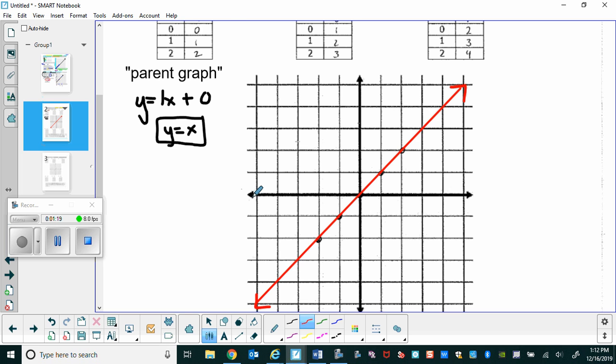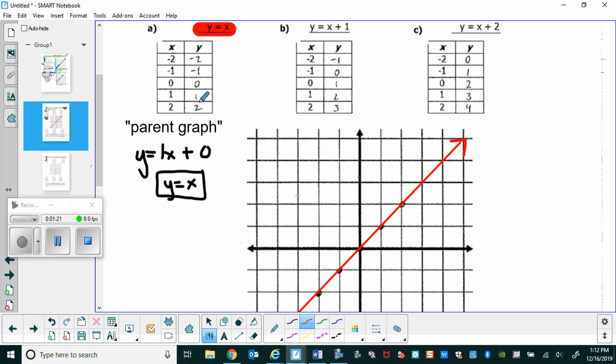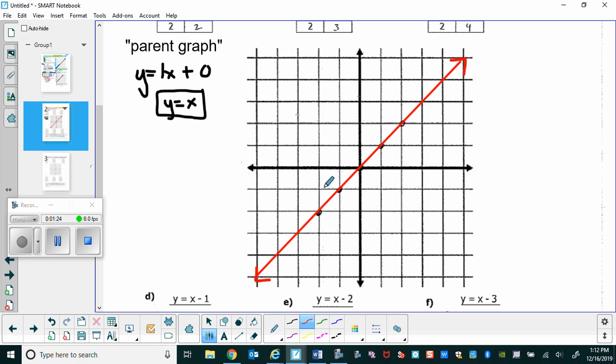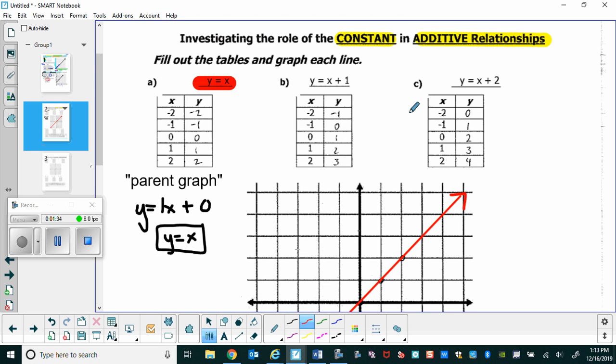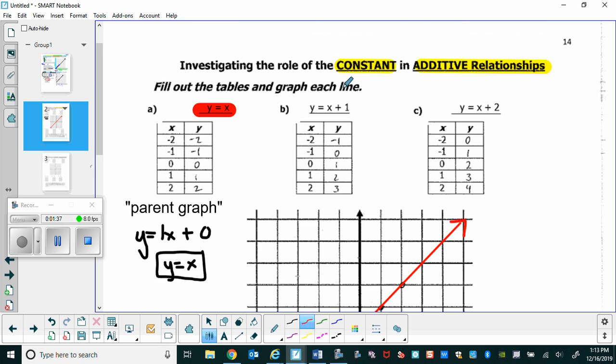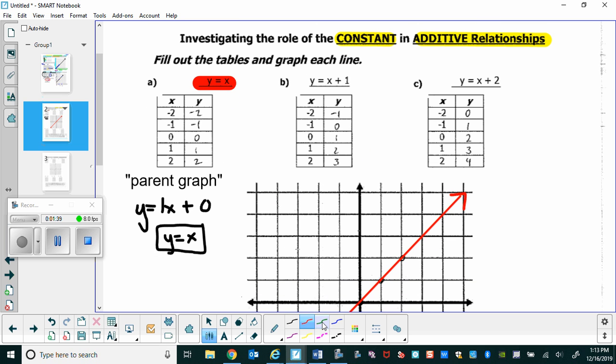And that's the first thing I want you guys to do: I want you to fill out this table of values, and then I want you to plot these points, and with a ruler, I want you to connect them, and have your parent graph on your coordinate plane. That's the very first thing I want you to do. Pause the video if you need to, before we start looking at part B, okay?